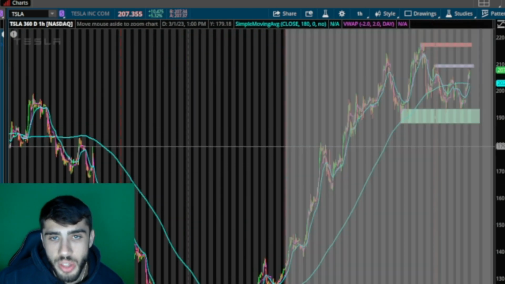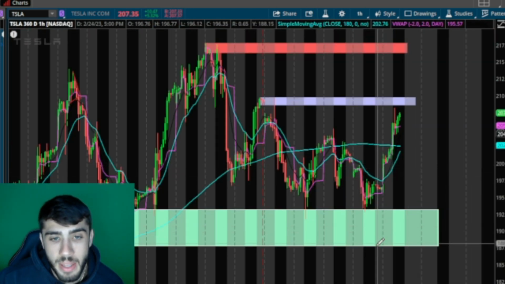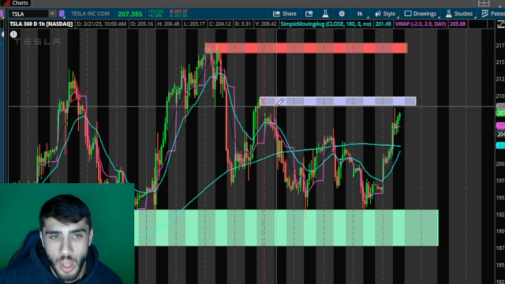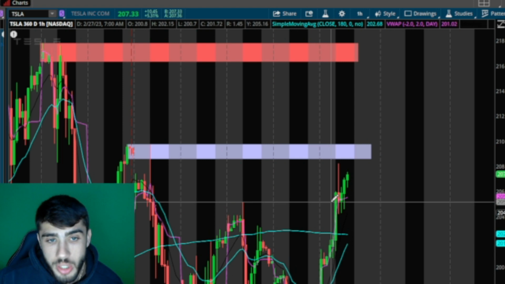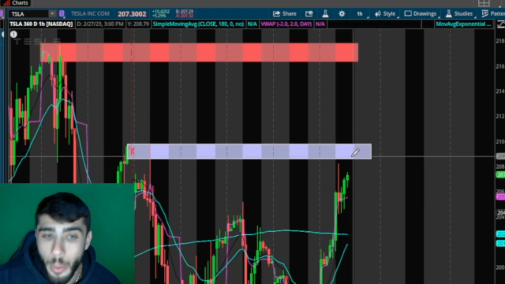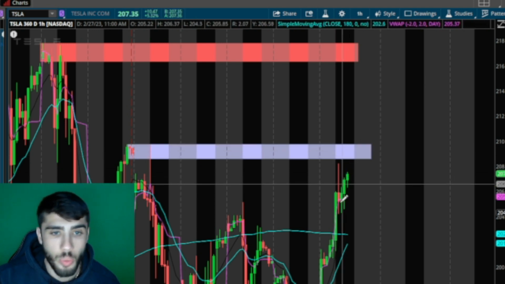So as of right now, this is what our chart looks like. We have a very big demand zone, we have a high time frame supply zone, and we also have a low time frame supply zone. It's currently 201 and price action is getting close to this supply zone. I wouldn't be surprised if we see a rejection here if we can get up there today.